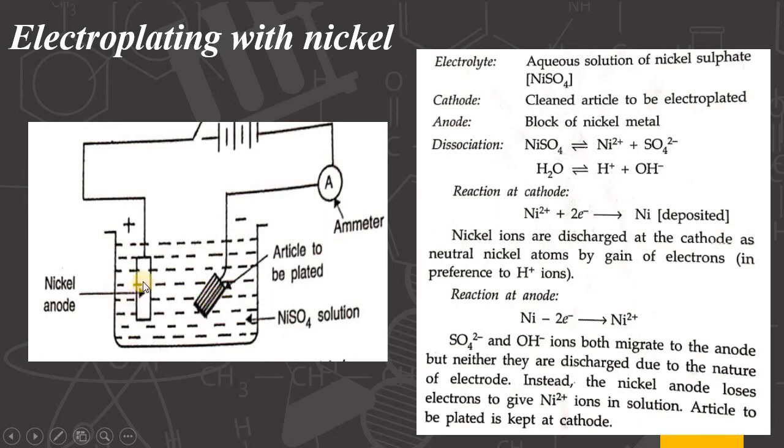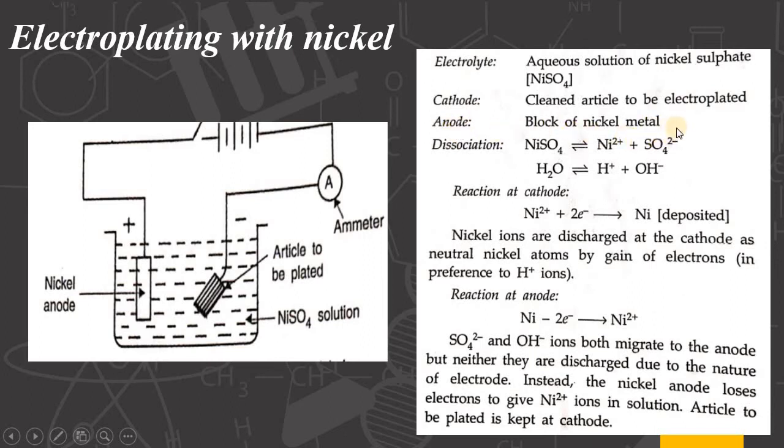Nickel plate is made the anode. Nickel is the anode. And a solution of nickel sulfate containing a small amount of dilute sulfuric acid is used as electrolyte. So what is the electrolyte? Aqueous solution of nickel sulfate containing a small amount of dilute sulfuric acid. Cathode is the cleaned article to be electroplated, let's say an iron article. Anode is a block of nickel metal.